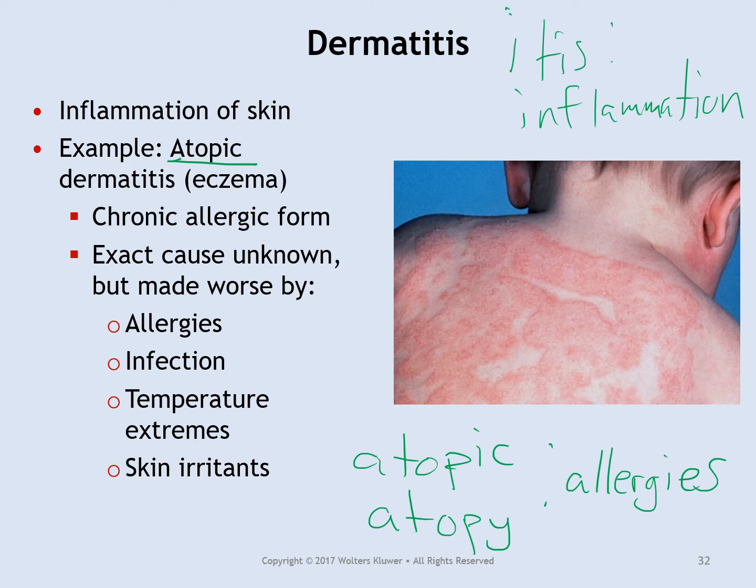The cause of eczema is not well known. We know that if your patient is exposed to whatever they're allergic to, that will make it worse. Infection of the skin can make it worse. When you get really strong temperature extremes or humidity extremes, going from very hot to very cold or very humid to very dry or vice versa, that will exacerbate dermatitis. And then skin irritants, which can be anything from fragrances, dyes that you see in soaps or shampoos or detergents or laundry soap, that can make dermatitis worse.